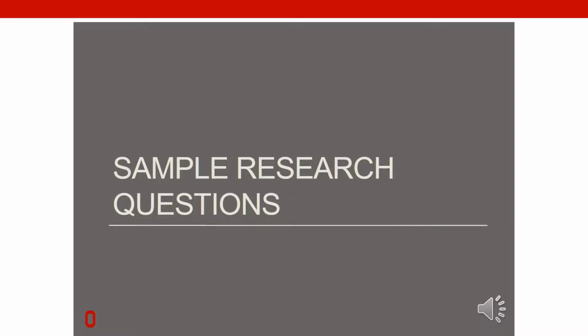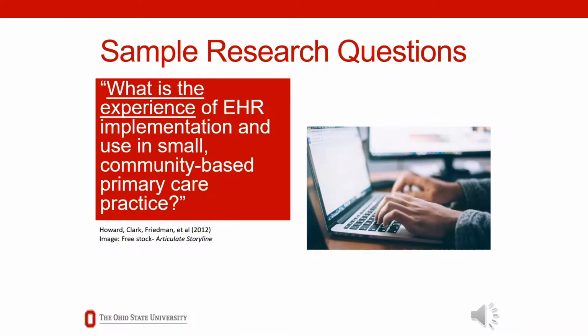Let's look at some exemplar qualitative research questions. Our first exemplar research question seeks to understand the experience of clinicians and office staff in implementing and using an electronic health record in a small community-based primary care practice. To explore experience, each research participant, preferably a range of roles and providers, would tell the story of implementing the electronic health record to planning, to training, transitioning, and use.